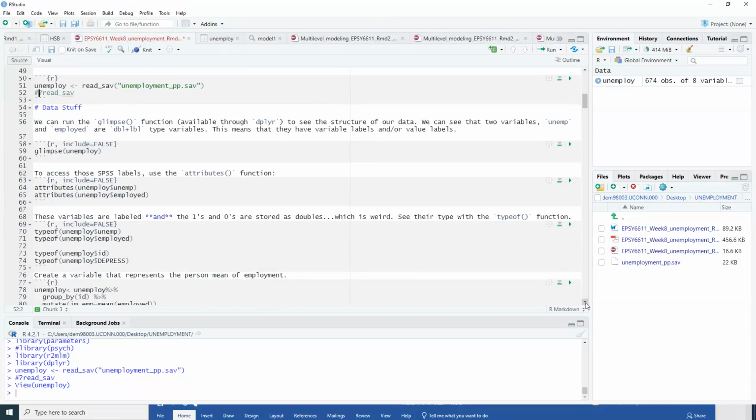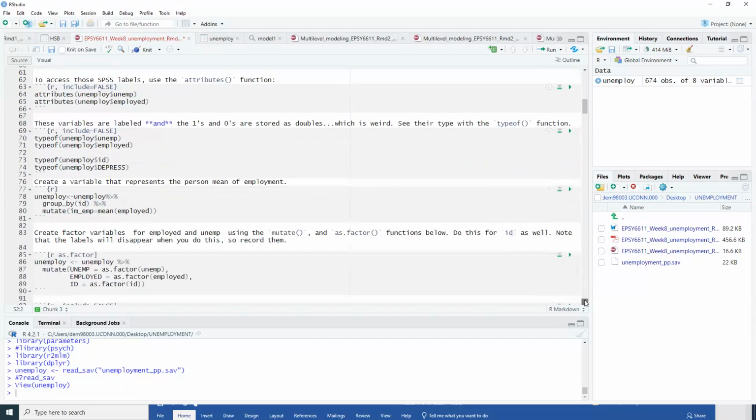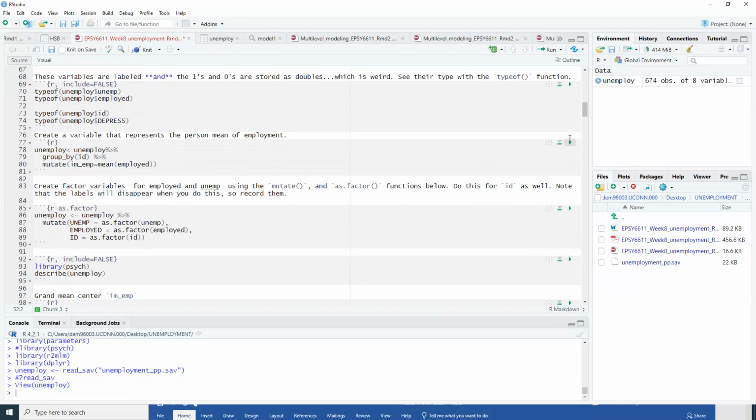I have just a couple notes about things you can do. You can use Glimpse to look at the structure of your data if you want. If you're bringing something in from SPSS and you want to see what labels are attached, you can do that. I'm going to skip some of this stuff. It's not actually salient to what we're doing now. I will go ahead and create this. We're not going to use this, but even though employment is a dichotomous variable, I could create a variable that's the person mean of employment. So what would that give me, by the way? Employed is 1, unemployed is 0.